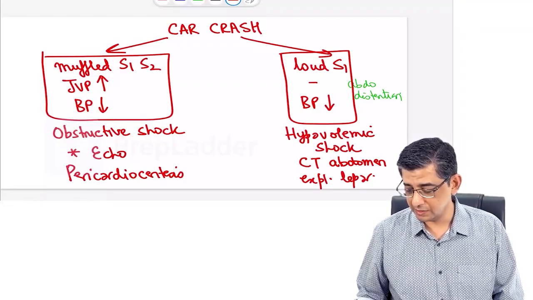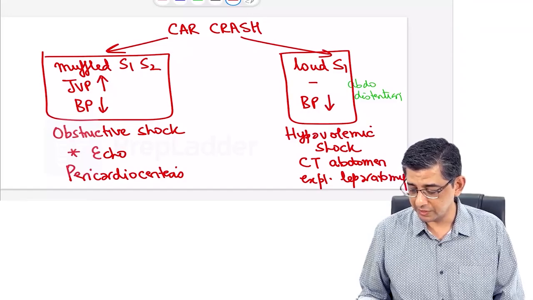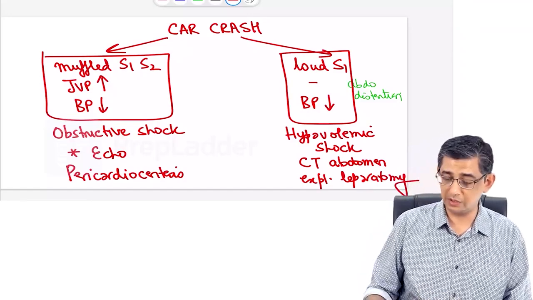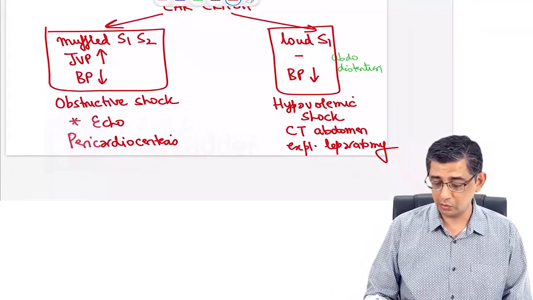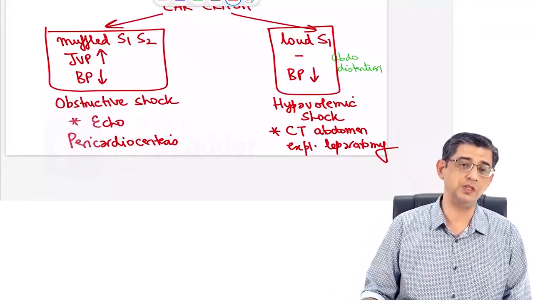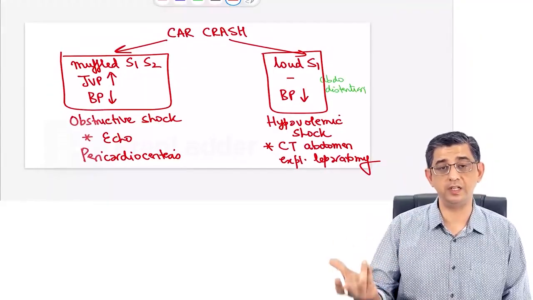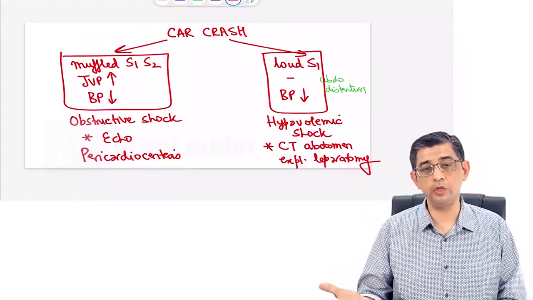In fact, for the right hand side where they talk about a car crash, mesenteric tear, you can read about this from the surgical domain as well. But the core issue I've highlighted is that they will give you a scenario of a car crash and ask you what is the next best investigation. So you need to keep an open mind.